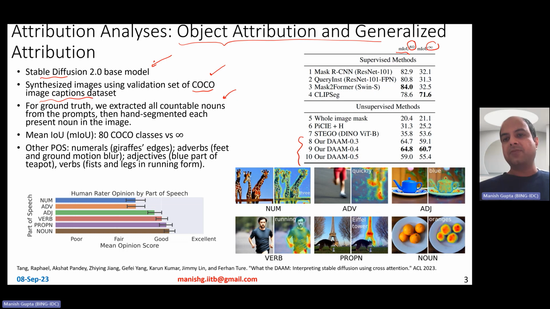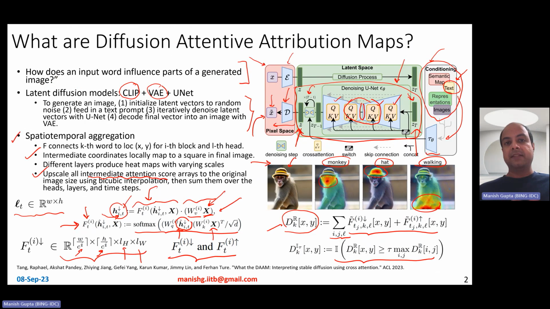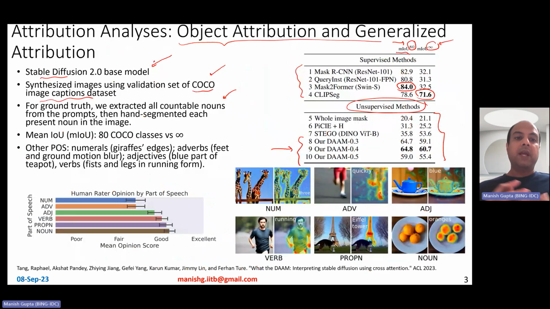So why these 80 classes? Because, well, these supervised models are majorly trained on these 80 classes only. And infinity basically just means that, hey, you care about every noun which is mentioned in these captions, irrespective of whether they belong to the same 80 or not. Okay. So what is observed? They compared several other models. It is observed that supervised models are, of course, much better compared to unsupervised methods for image segmentation. However, the most important part is that amongst the unsupervised methods, their method does the best job, which basically means that their method is able to capture the natural segmentation which is present in the image. So this diffusion attentive attribution maps method is able to capture the natural segmentation.